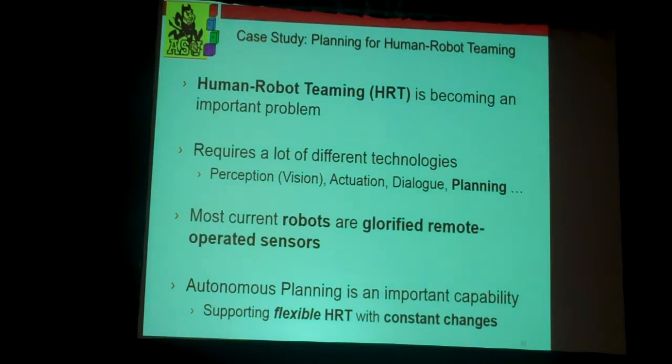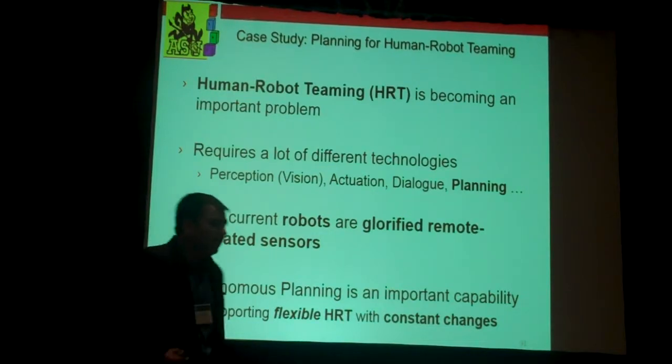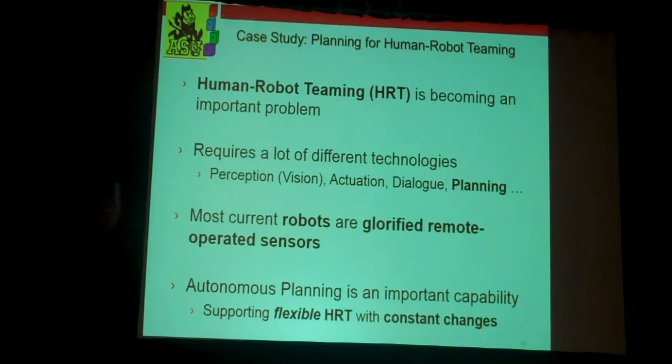So the first scenario that I'll talk about is this problem of planning for human-robot teaming. And we've been talking about human-robot teaming for the past 3 hours, but maybe it's been a little amorphous. So let's try to give it some definition. So what is human-robot teaming? It's basically the problem of endowing robots with autonomous planning capabilities. That's basically what it is at the very base level.